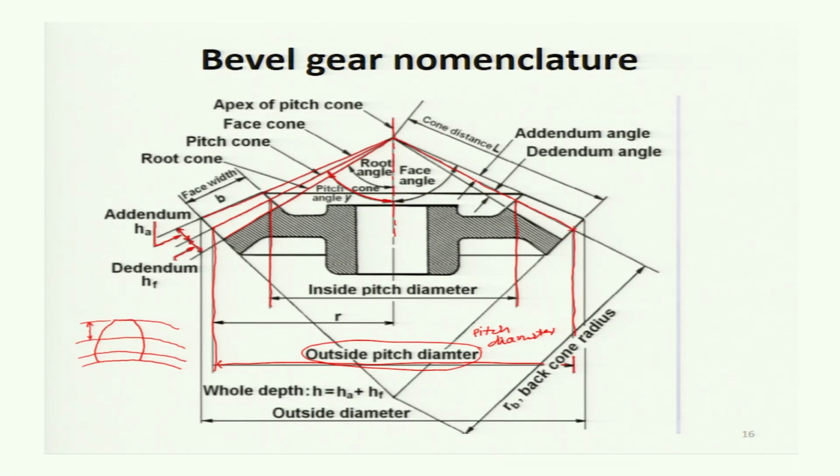Now, there are 3 cones. The first is the pitch cone, and you have teeth like this here and at this end, big end and small end. Now, when this is joined, this is the face cone. And when this is extended and this is also extended, then the cone which you get is the root cone. The outer one is the face cone and the middle one is the pitch cone.